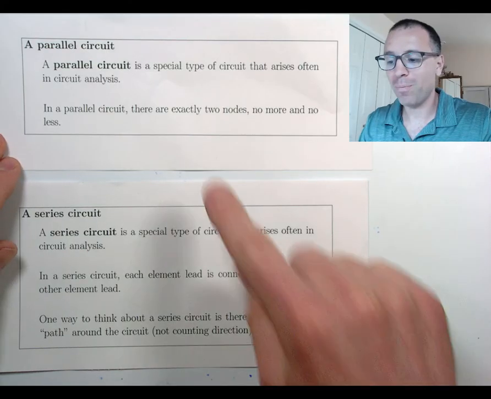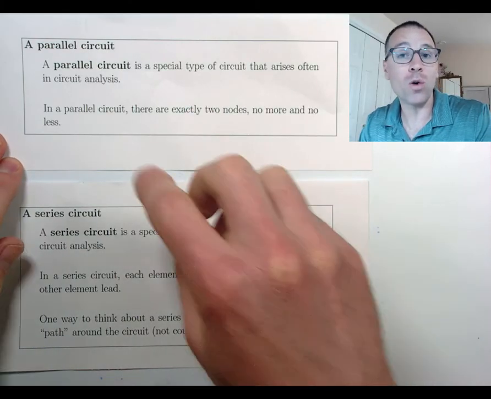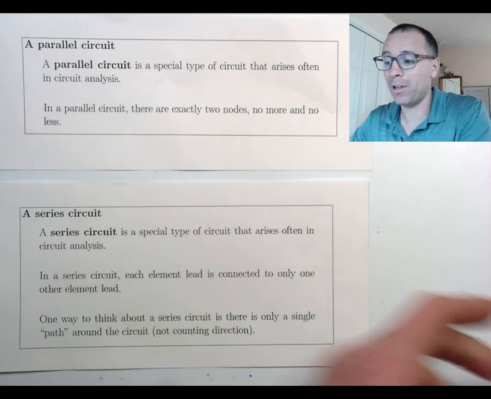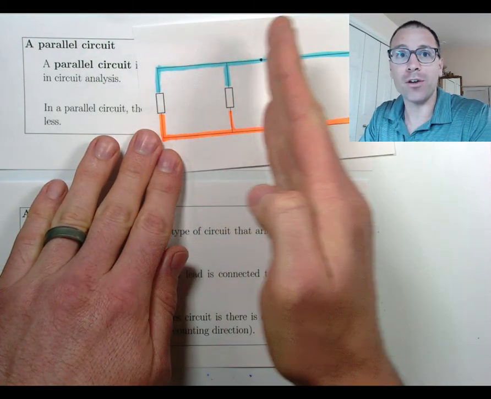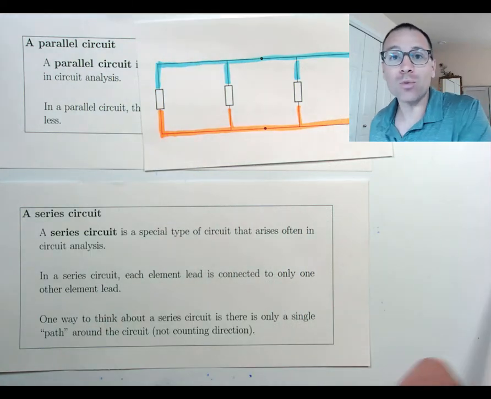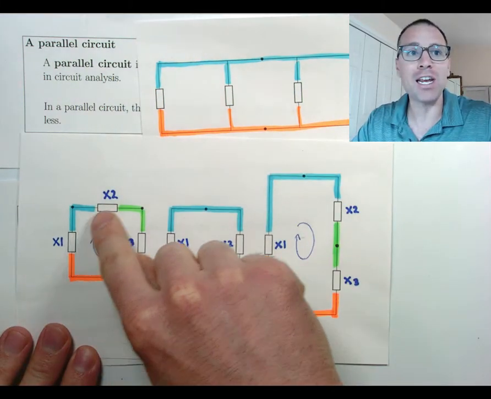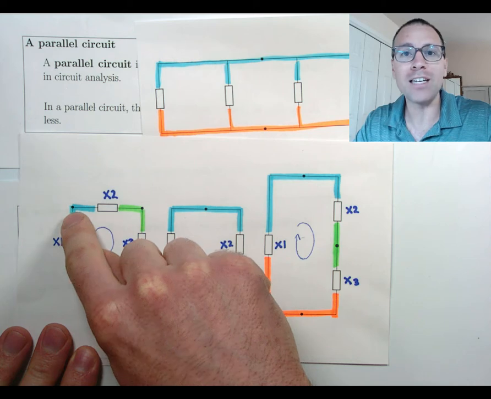That concludes our introduction to parallel and series elements. Let's do a quick recap. Parallel, we're thinking about them literally right next to each other in parallel. Series, we're thinking about them back to back, chained together so that only one lead connects to another lead.